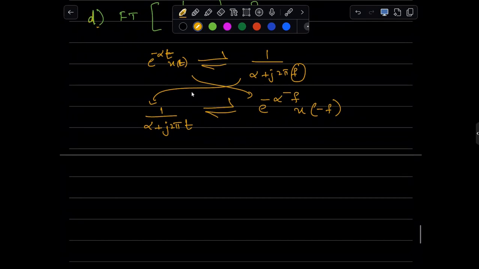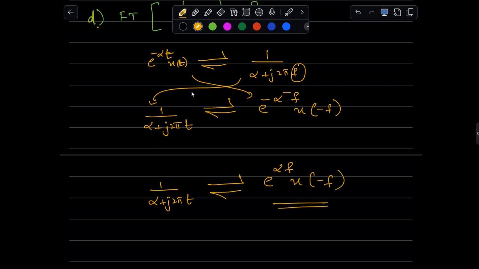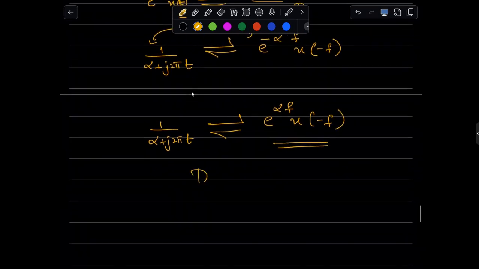So it is very clear now. 1 over alpha plus j 2 pi t has the Fourier transform e power alpha f, a minus of minus will become plus, into u of minus f. So this is the answer. So this is by using which property? Duality property. So study the properties very well.